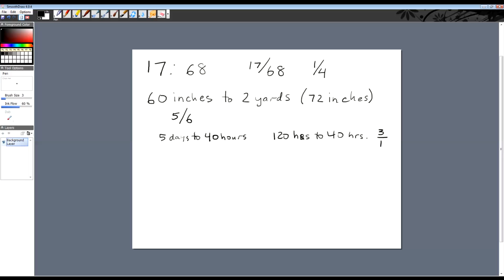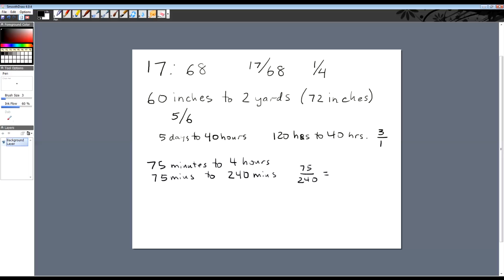Similarly, in number 8, 75 minutes to 4 hours. 4 hours, at 60 minutes in an hour, is 240 minutes. So 75 minutes to 240 minutes, or 75 to 240.